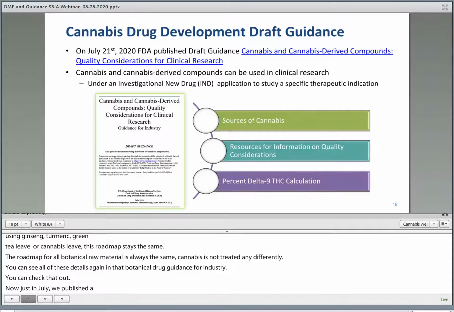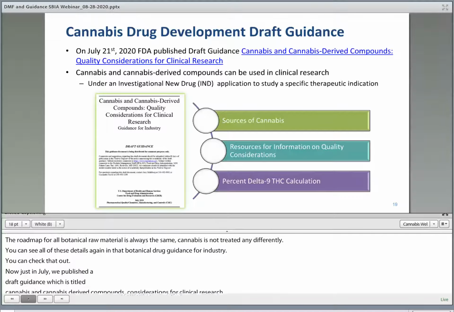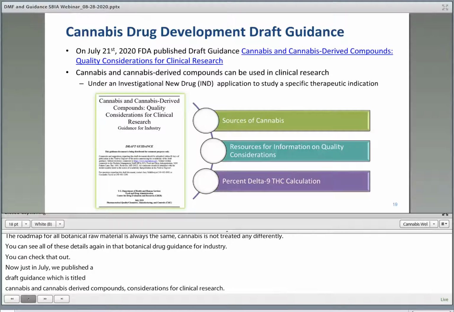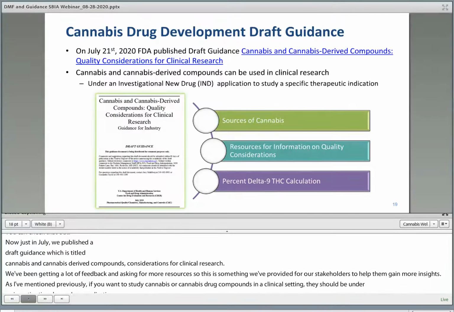And so as I had mentioned previously, if you want to study cannabis or cannabis-derived compounds in a clinical setting, they should be under an investigational new drug application if the use is for humans. And so in this guidance, which is specifically only for human drugs, we don't talk about any other FDA categories, there are 3 main topics, and we're going to talk about them today.